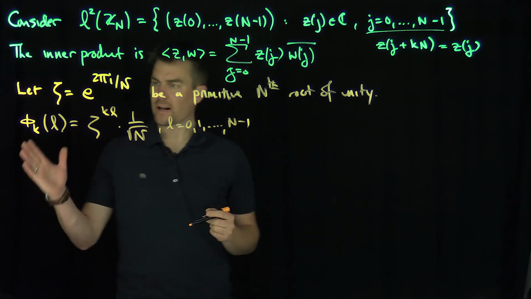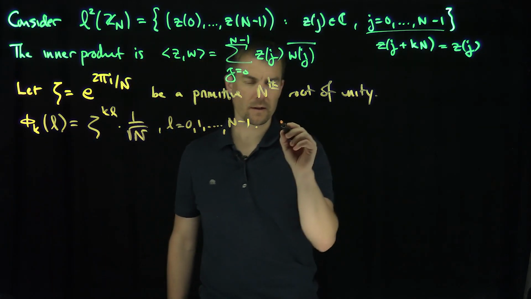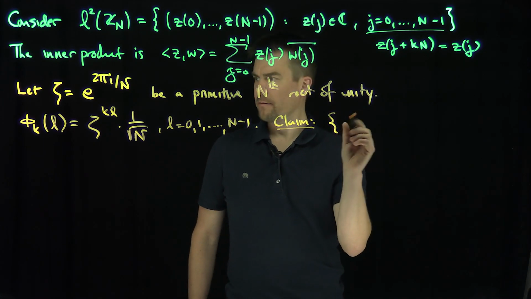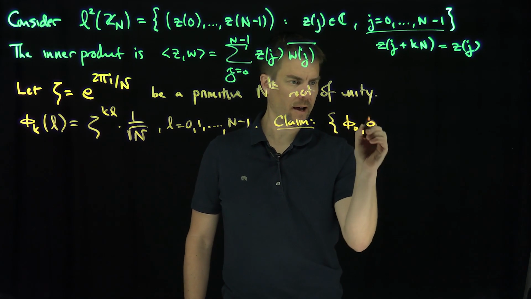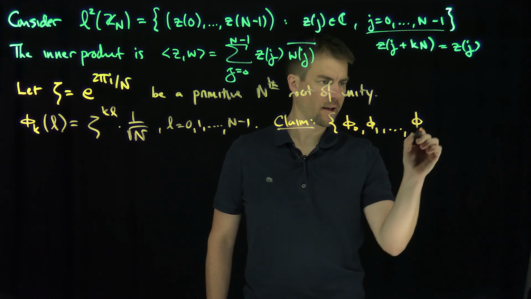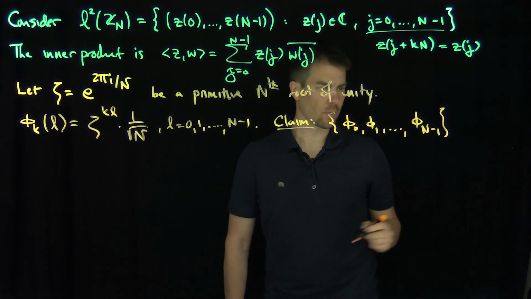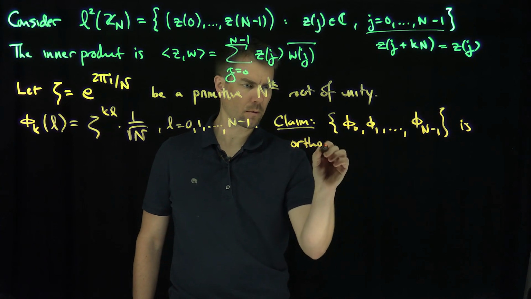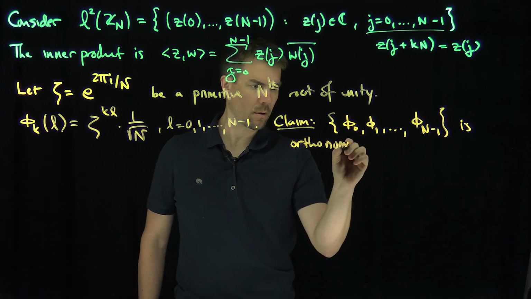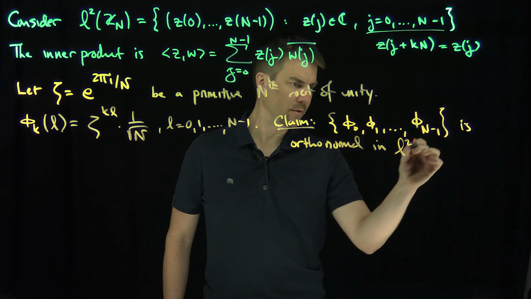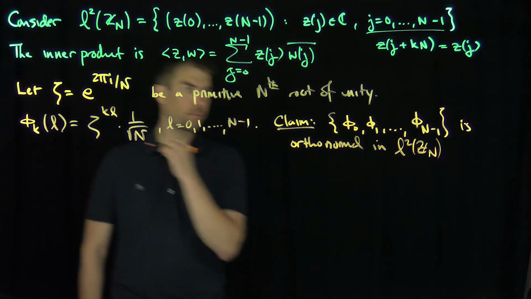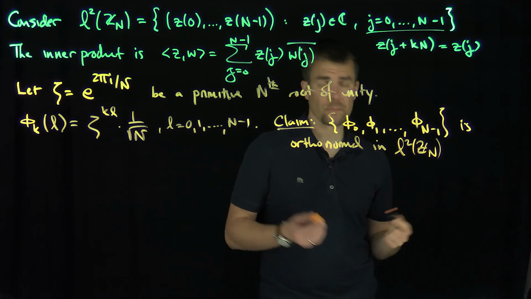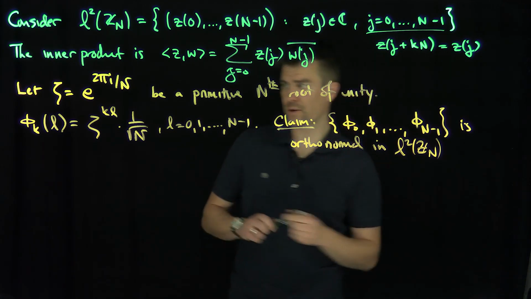So I have a sequence, and I claim that this family, phi 0, phi 1, up to phi n minus 1, is an orthonormal set in L2 of Zn. And of course, that just follows from the fact that these are roots of unity and they follow a cyclotomic relationship. So let's do the calculation.